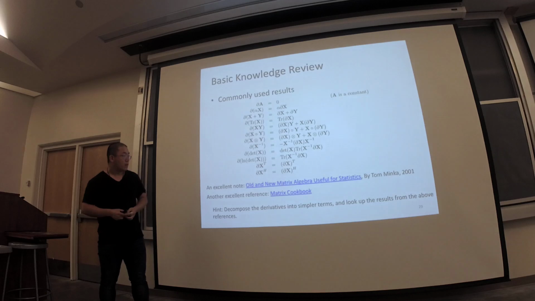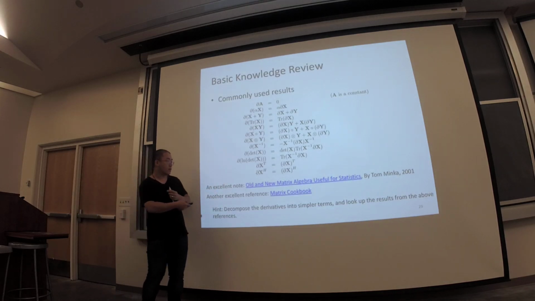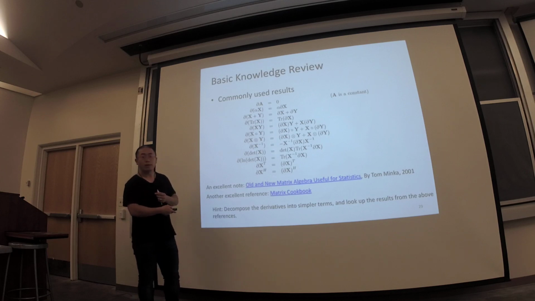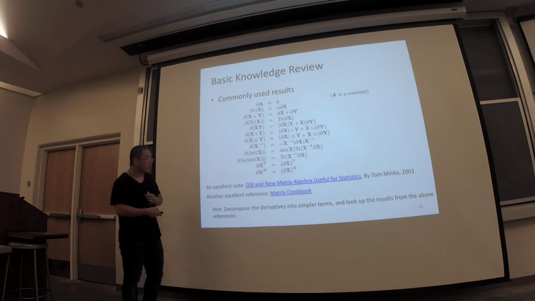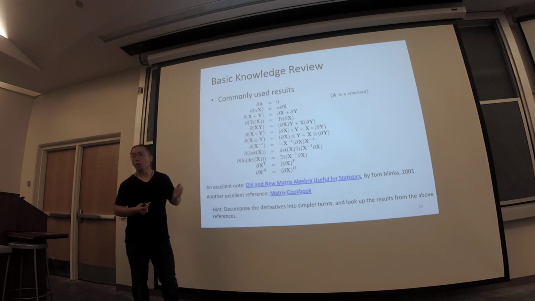And what are the reference books which contain all the known results? The two references I listed before, right? The first one is coming from Minka, his notes, "Old and New Matrix Algebra Useful for Statistics," and another reference, the Matrix Cookbook, is very well known on the internet. Just download it, just look up, use it as a dictionary.